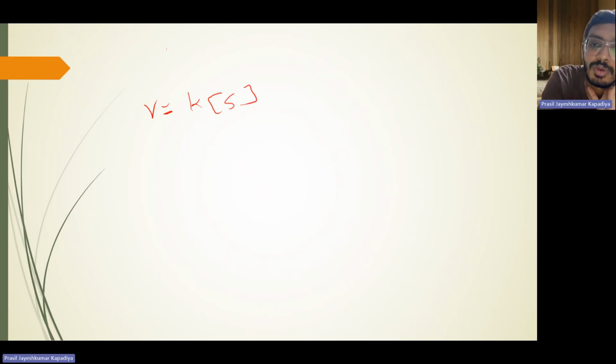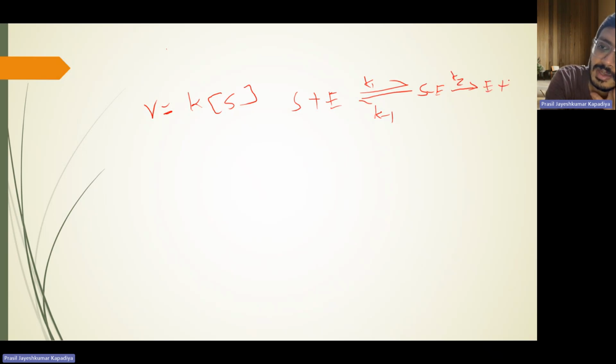How do they follow it? Let's say this is my reaction: substrate is combining with enzyme. This is reversible, so let's say this rate is K1 and this rate is K minus 1. It forms a substrate-enzyme complex, then the enzyme separates out and the substrate converts into product.